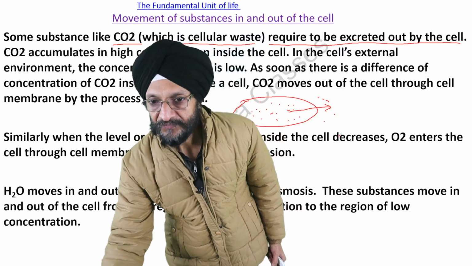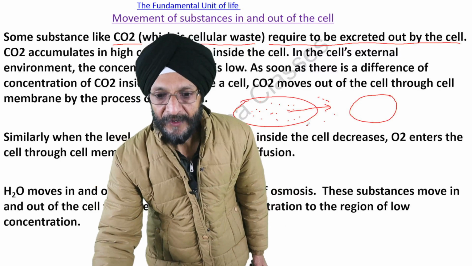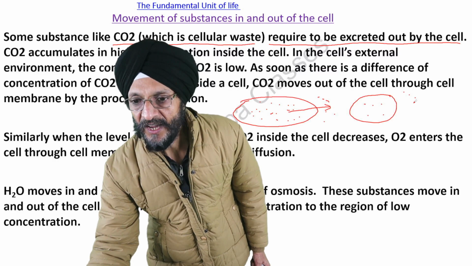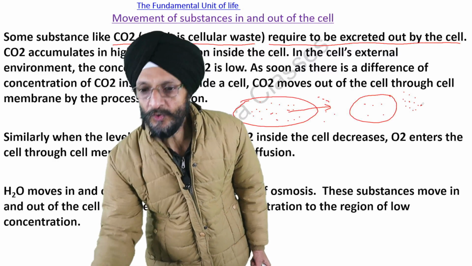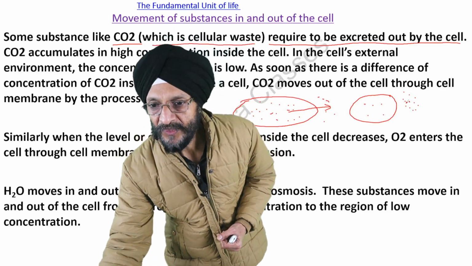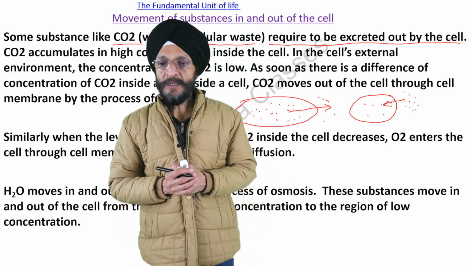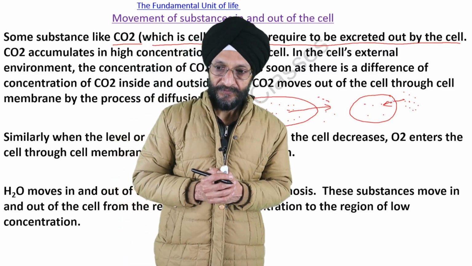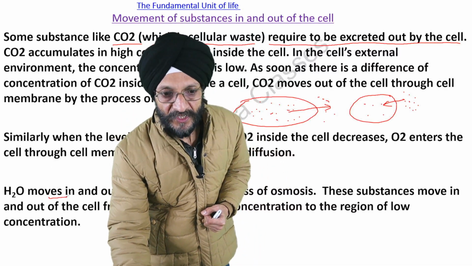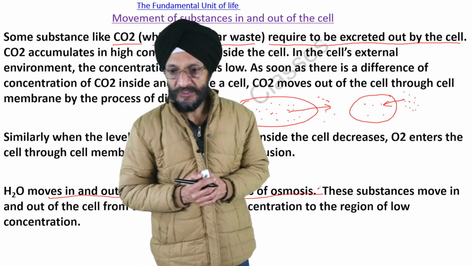Similarly, we again assume that this is the cell and the level of oxygen inside the cell decreases as compared to the concentration of oxygen outside the cell. The oxygen enters the cell through the cell membrane by the process of diffusion. Next, water moves in and out of the cell by the process of osmosis.